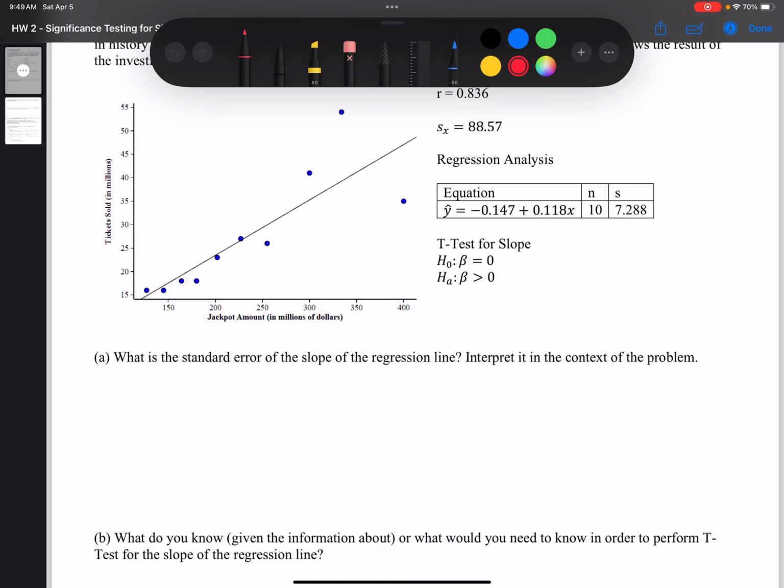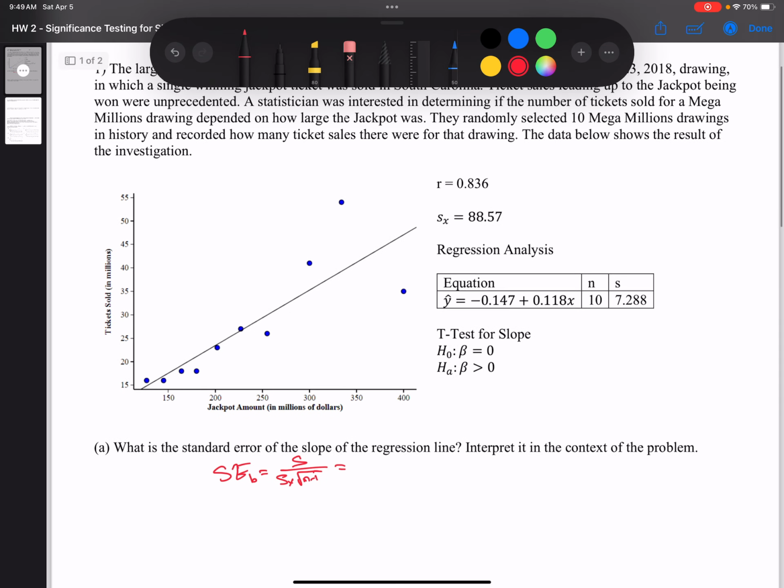All right, so for part A here, it says what is the standard error of the slope of the regression line and interpret it in the context of the problem. So remember, standard error for our slope is equal to s over sx times the square root of n minus 1. Okay, so we have all that information.